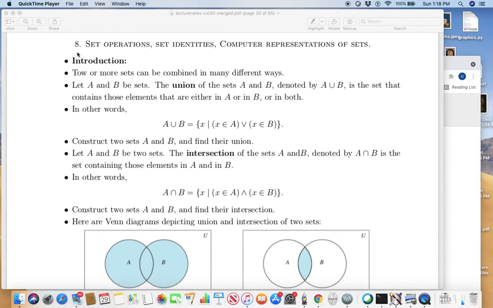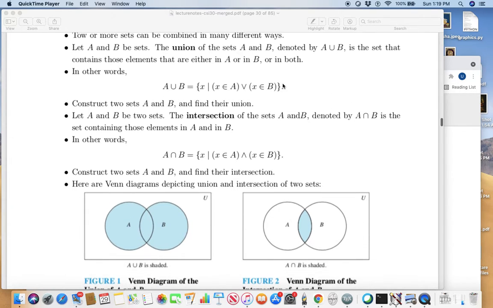Welcome back. Section 8, Set Operations, Set Identities, Computer Representations of Sets. Introduction. Two or more sets can be combined in many different ways.